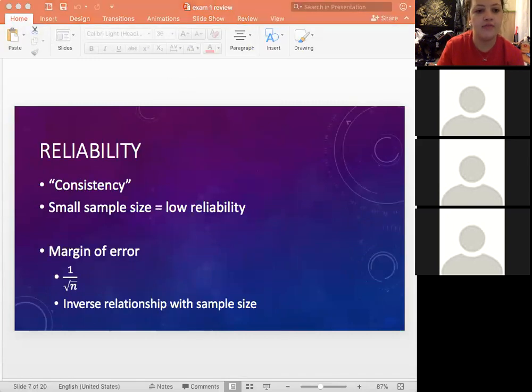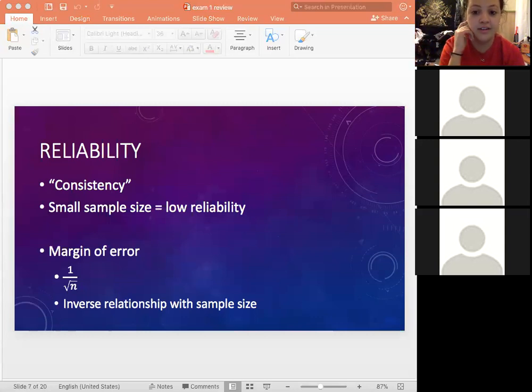Okay, and then we have reliability. Reliability is just talking about how consistent our data are. If you do a study and you do it again and you do it again, how consistent are those results? And remember I talked about earlier, if you have non-response bias or a low response rate, that's going to give you a small sample size, which means it's not going to be representative of our population. So that means we are going to have low reliability because we're probably not going to get the same consistent answer every single time. It's probably going to be very, very variable.